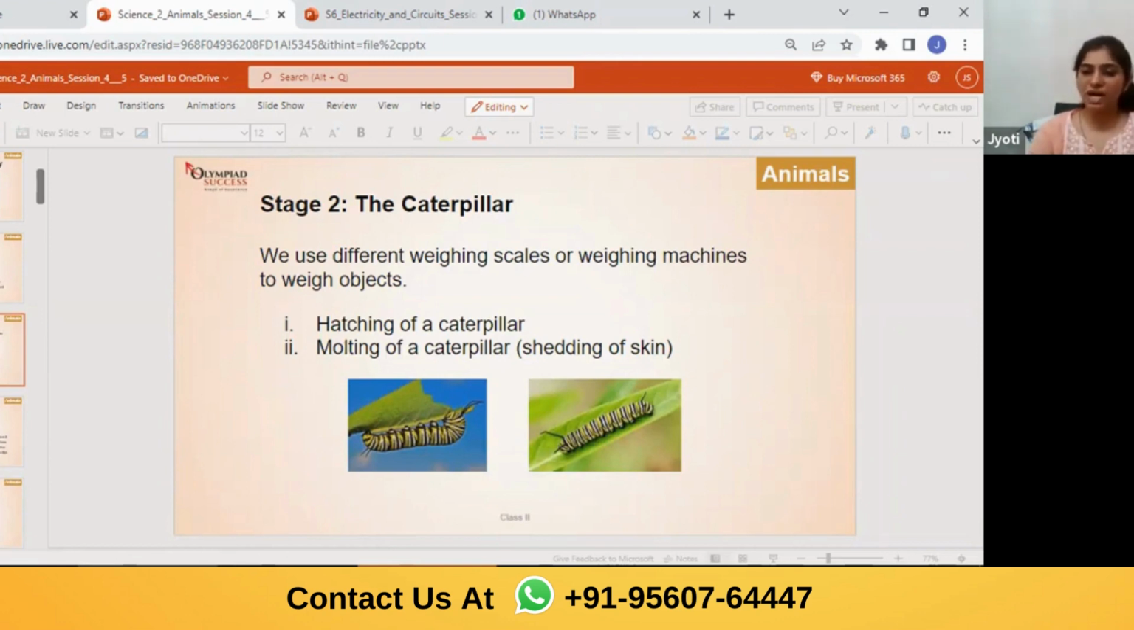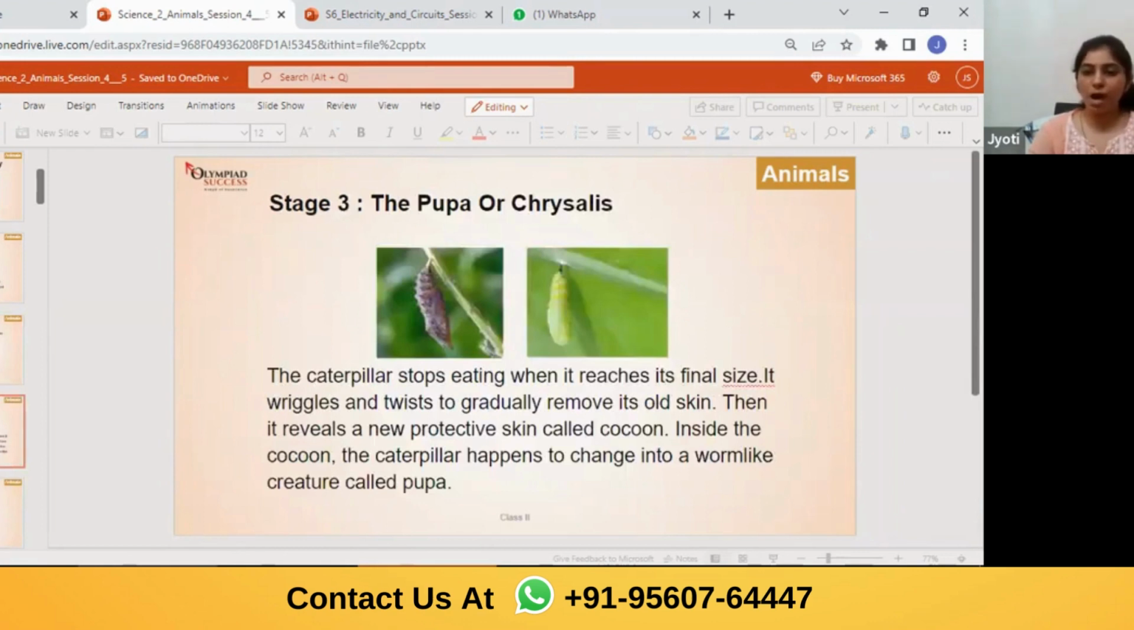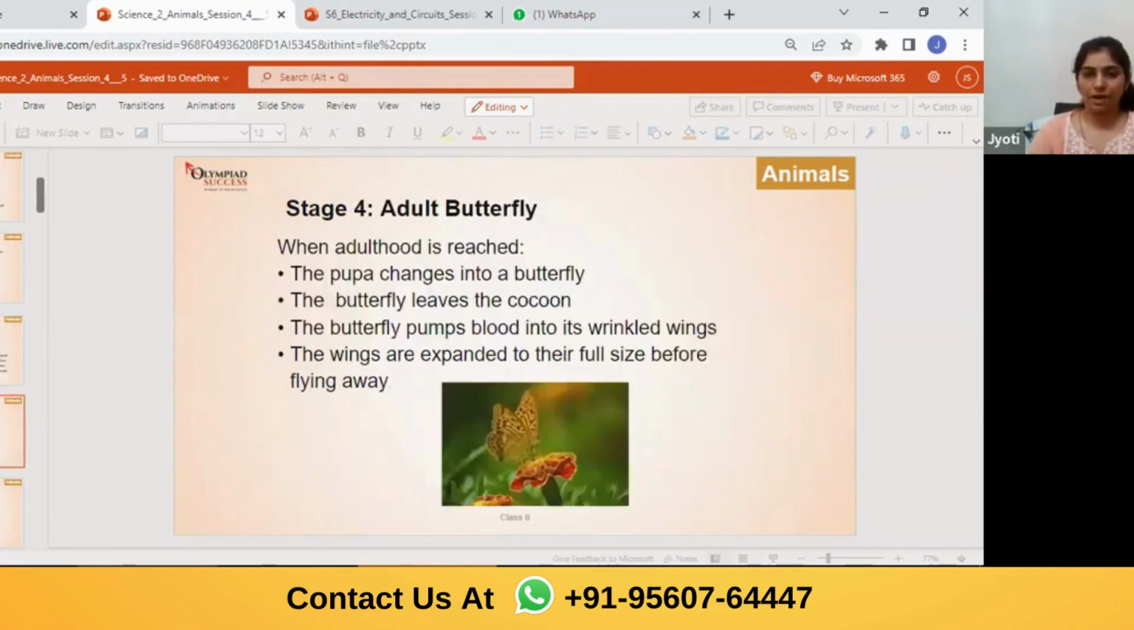Molting is the shedding of the skin of the insect. So the insect keeps on shedding its skin, and that process is known as molting. Another name for pupa is chrysalis. Here again we have done that the caterpillar reaches its maximum size and removes its old skin, and a new protective skin, that is the cocoon, is formed where the caterpillar converts into the pupa. The adult butterfly then pumps blood into the wrinkled wings.